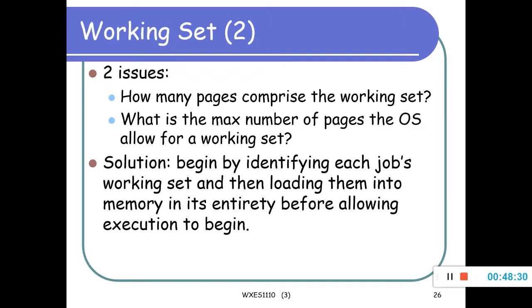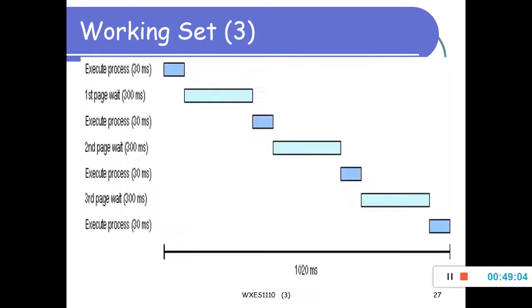It also creates a problem where each time a job's pages are reloaded into memory, it has to generate several page faults until its working set is back in memory and processing can continue. Still, you have a page fault. We can eliminate the page faults entirely. The solution is to begin by identifying each job's working set and then loading it into memory in its entirety, with all the jobs loaded into memory before allowing execution to begin.